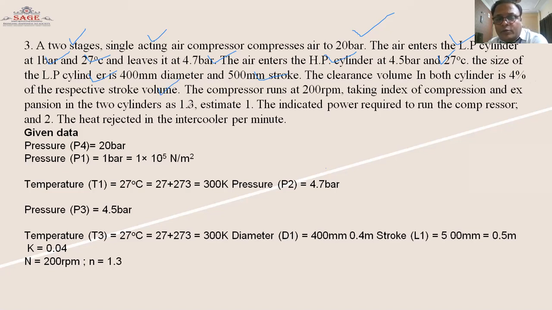It may be known that the clearance volume will be considered. The compressor runs at 200 rpm, taking the index of the compression and the expansion in the two cylinders as 1.3. Estimate the indicated power required to run the compressor. And second thing is heat rejected in the intercooler per minute.